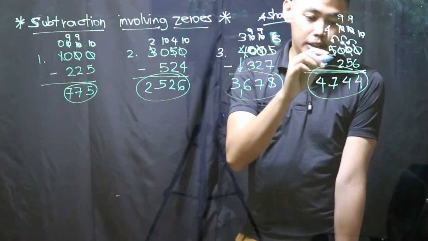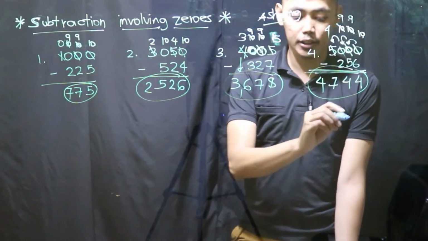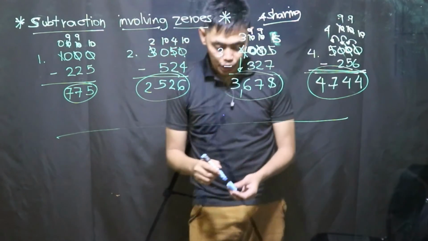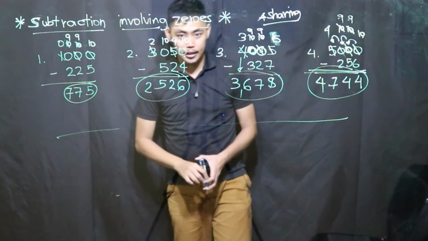So that is the concept. So just put in your mind that zeros talk to each other, numbers talk to each other, and they share, especially in subtraction.